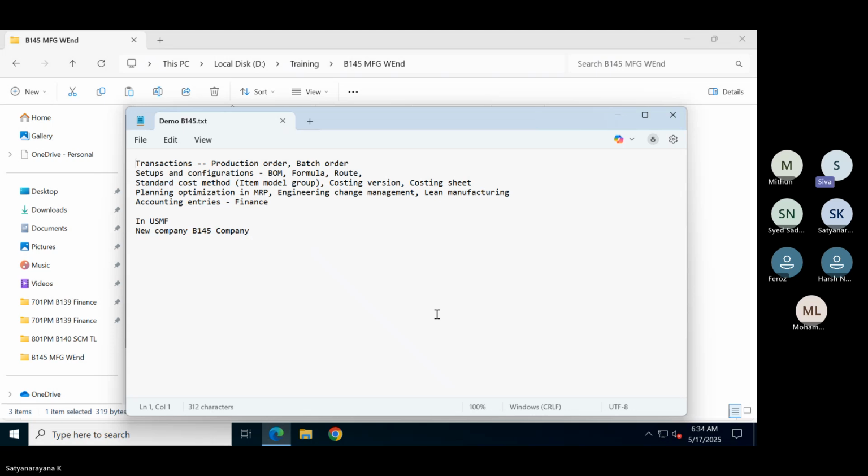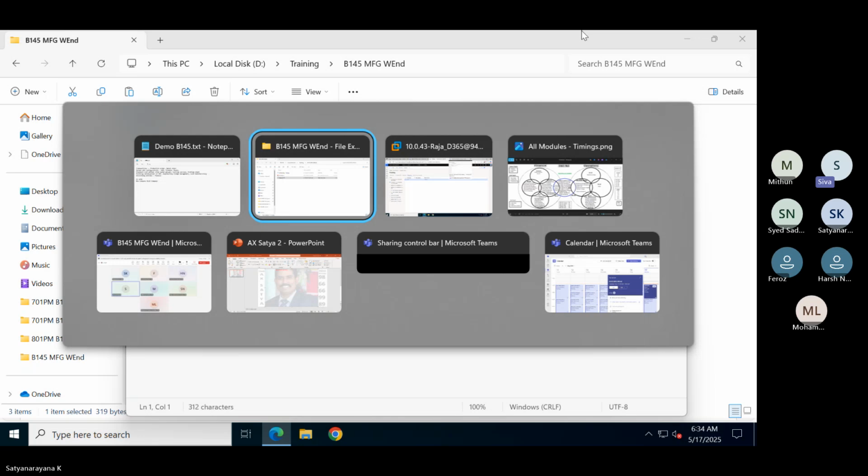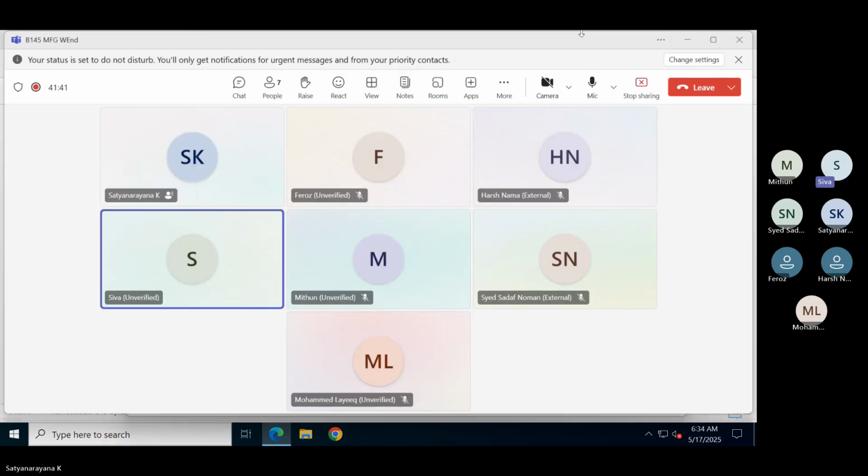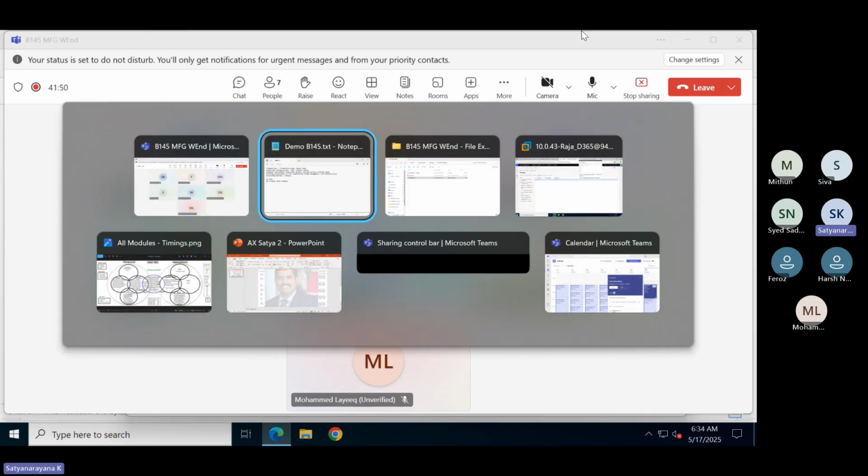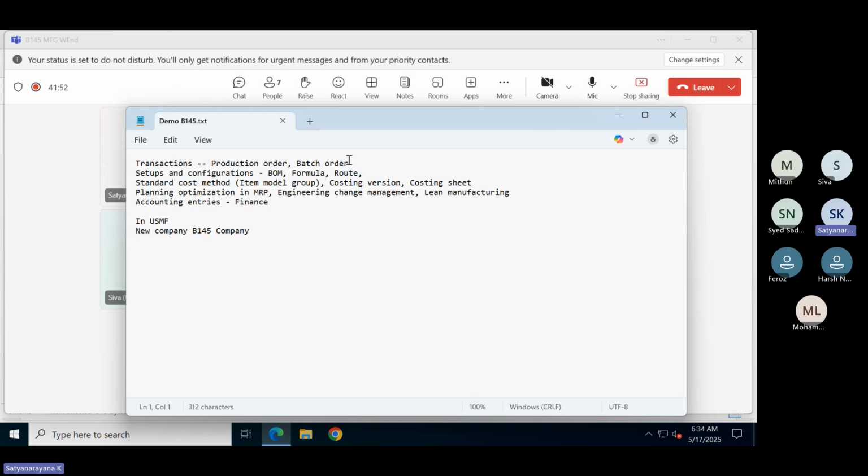Yes, sir. So you told us about lean manufacturing, discrete manufacturing, and process manufacturing, right? In these three types of manufacturing, which process will companies mostly follow? Will they follow lean manufacturing? Discrete and process only. These two will be used by majority of companies, 99.99%. Lean manufacturing is very rare.